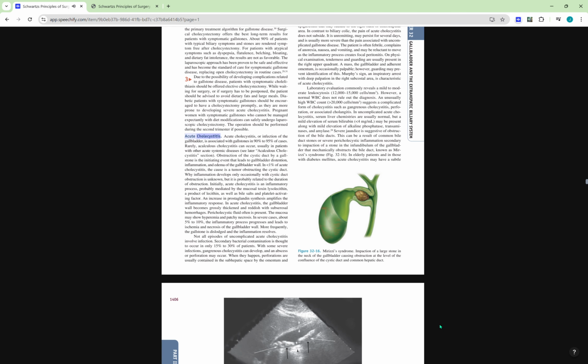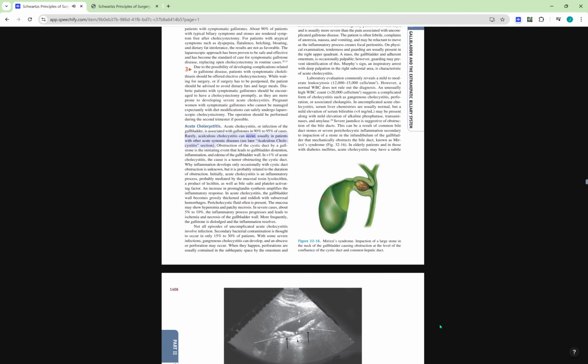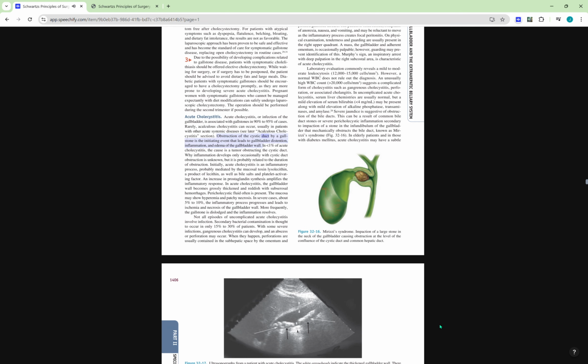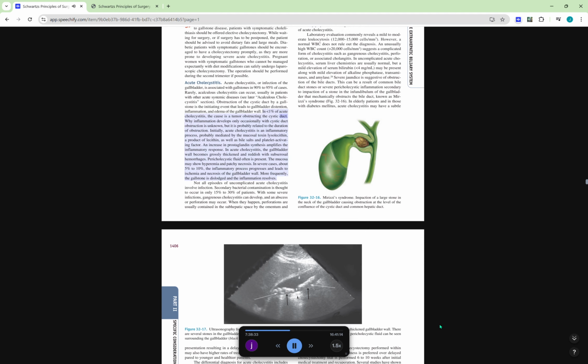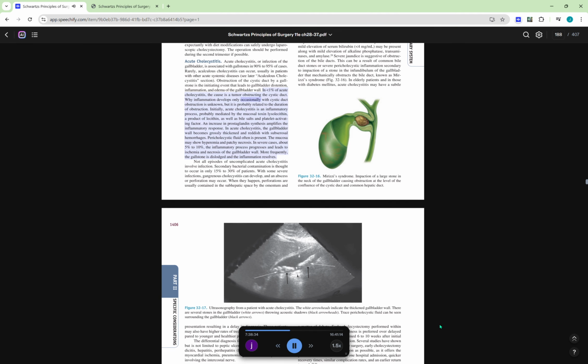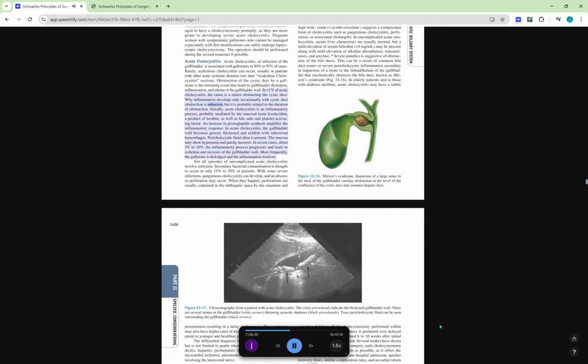Acute cholecystitis. Acute cholecystitis, or infection of the gallbladder, is associated with gallstones in 90% to 95% of cases. Rarely, acalculous cholecystitis can occur, usually in patients with other acute systemic diseases. Obstruction of the cystic duct by a gallstone is the initiating event that leads to gallbladder distension, inflammation, and edema of the gallbladder wall. In less than 1% of acute cholecystitis, the cause is a tumor obstructing the cystic duct.